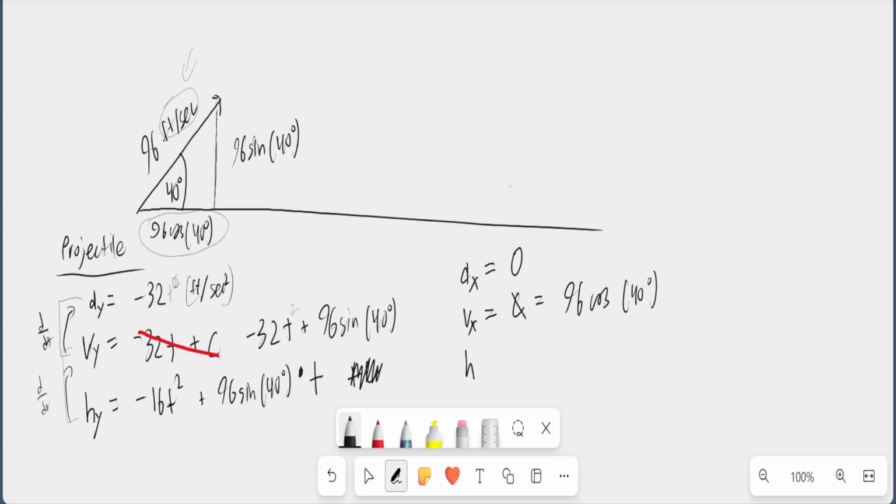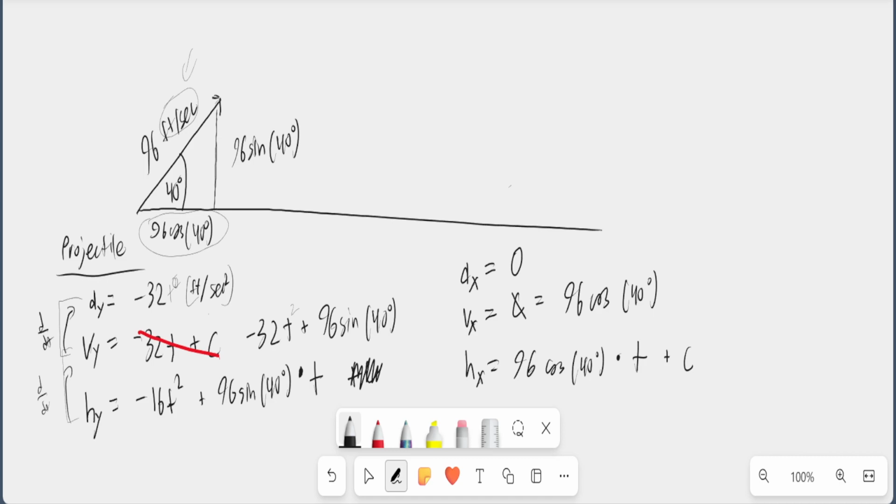But anyways, our height in terms of x will be the antiderivative of this, which is 96 cosine 40 degrees times t plus c. And what's our initial x position? Another key thing I want to talk about here: for the sake of simplicity, we're pretending our projectile is at the origin in this specific scenario. It's easiest for us.